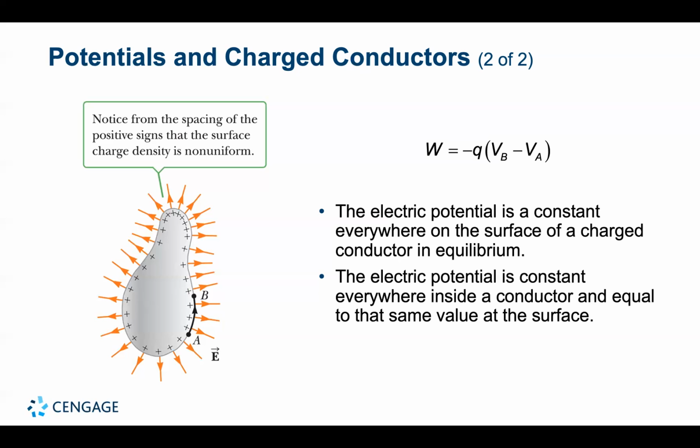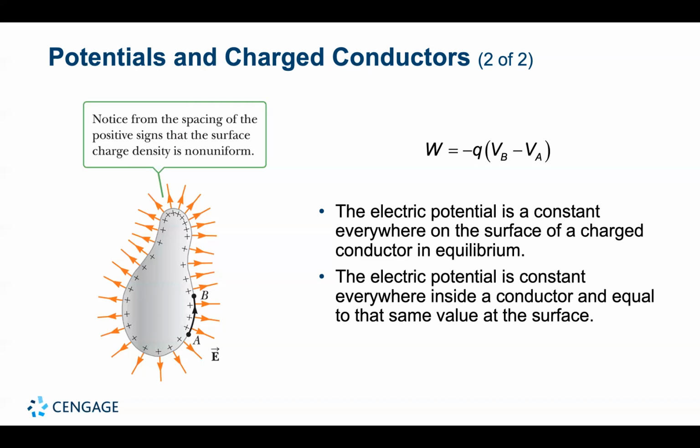Because the electric field inside a conductor is 0, no work is required to move a charge between 2 points inside the conductor. Our equation tells us that if the work done is 0, the difference in electric potential between any 2 points inside a conductor must also be 0. We can conclude that the electric potential is constant everywhere inside a conductor, and since one of the points inside the conductor could be arbitrarily close to the surface, we can say that the electric potential is constant everywhere inside a conductor and equal to the same value at the surface.